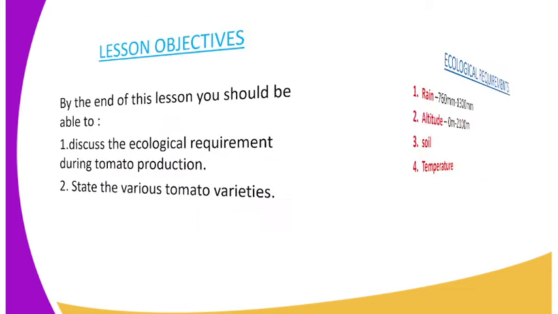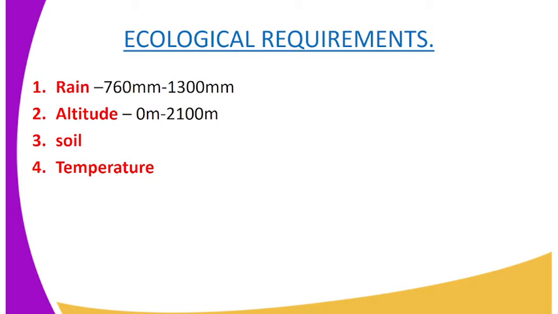Then we go to the ecological requirement. Whenever you are carrying out tomato production, the first ecological requirement is rain. And therefore, the rain should range from 760 millimeters to 1300 millimeters and well distributed throughout the year. And if the rainfall is not there, you can also irrigate the tomatoes.